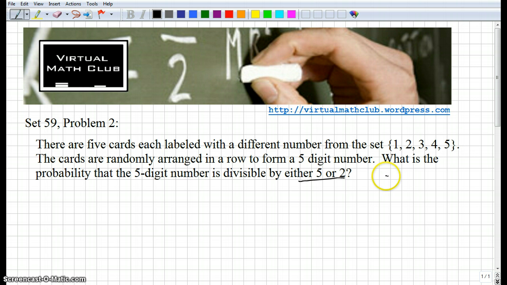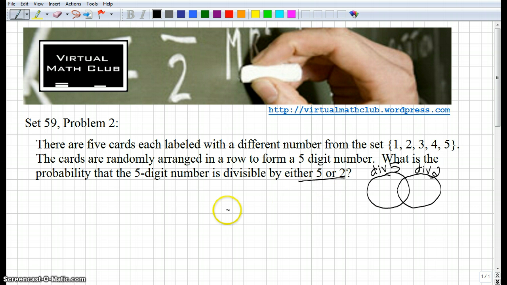Okay, so the cases we're looking for are, if we were to show the set of all the numbers that are divisible by 5 and all the numbers that are divisible by 2, then we want both of those sets together, including any numbers that are divisible by both. So it qualifies as one of our numbers if it's divisible by 5, divisible by 2, or divisible by both.